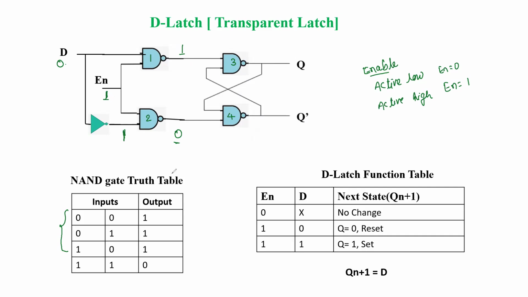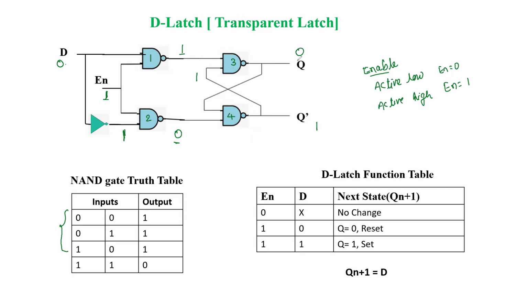Now from the NAND gate truth table, we know that if any input is 0, we are sure that output is 1. So for which NAND gate are you sure what will be the output? That is the NAND gate 4. Since your input is 0, we are sure that this output Q dash is 1. Now this Q dash is given back here as input to the NAND gate 3. So both inputs are 1, 1. So output of the NAND gate 3 is the 0.